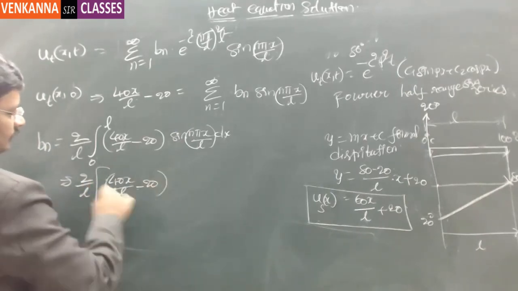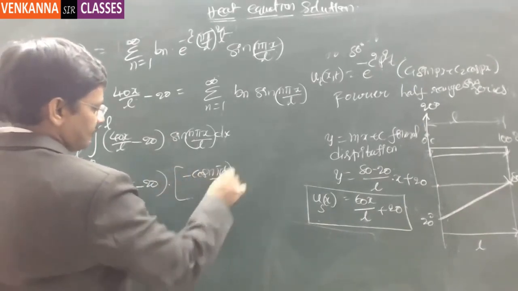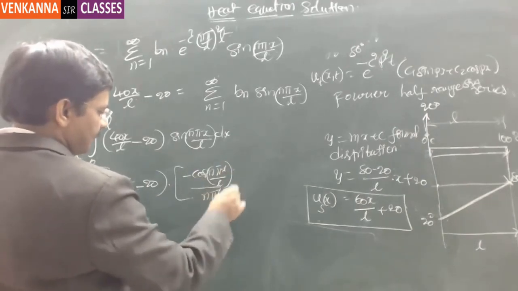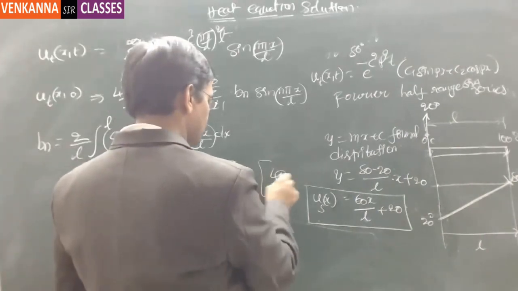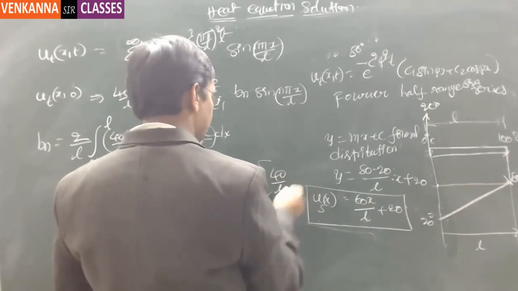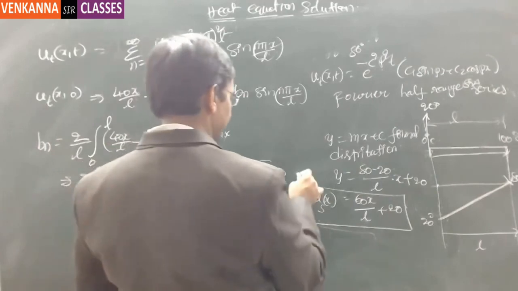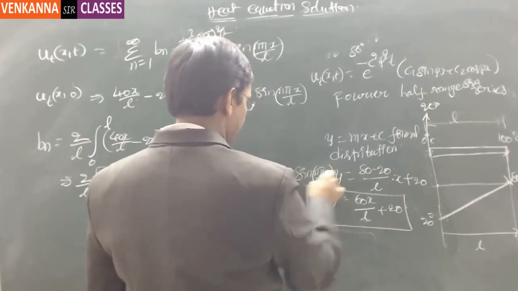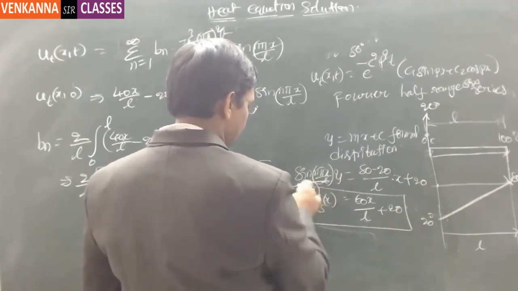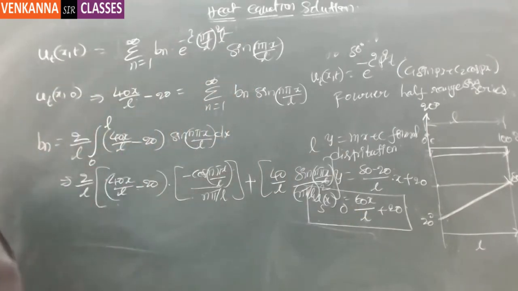The integral of sin n pi x by L is minus cos n pi x by L divided by n pi by L. Then the derivative of this is 40 by L, and the integral of cos is sin n pi x by L divided by n pi by L whole square, with minus of minus becoming plus. Now the upper limit is L and the lower limit is 0. So once you substitute the limits, you are going to get the value of bn.